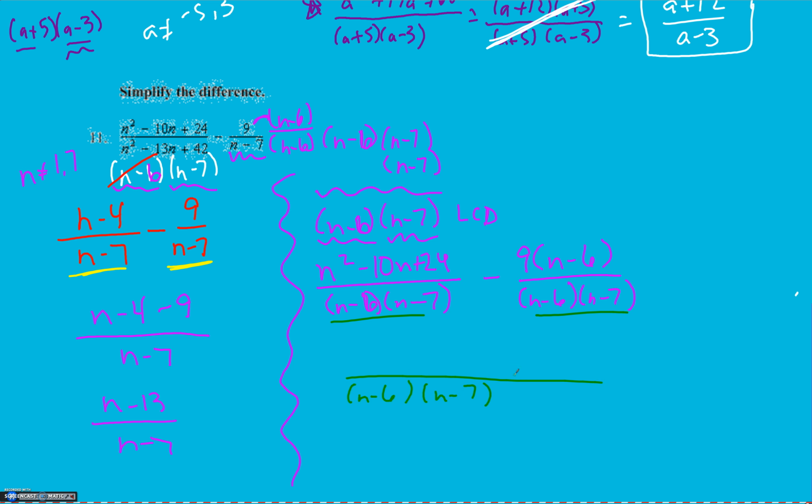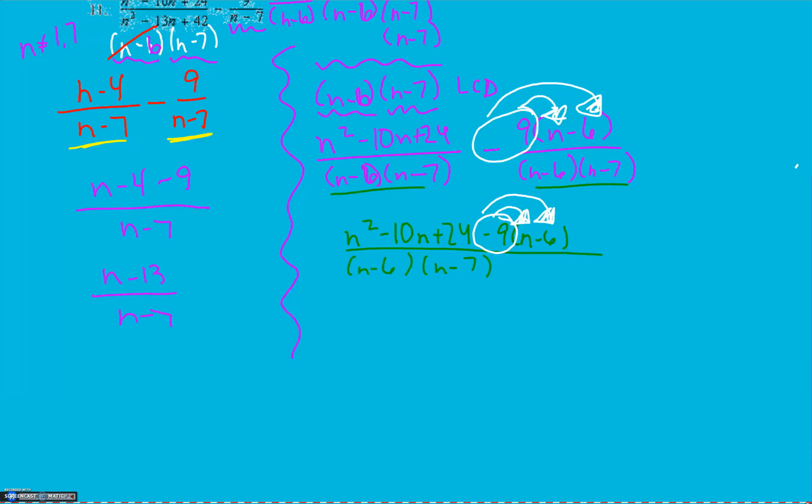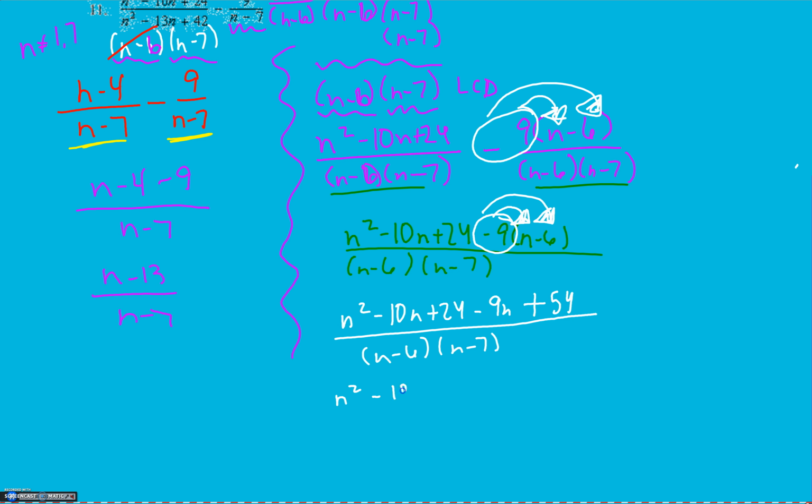In my denominator, my numerator, I have n squared minus 10n plus 24 minus 9 times n minus 6. I'm going to distribute, and the reason that I didn't do it earlier is because I wanted you guys to see a little bit easier how we have this minus 9 right here, and we need to distribute the minus with our 9. Sign goes with the number. So when we do that, we have n squared minus 10n plus 24 minus 9n plus 54 over our common denominator, n minus 6, n minus 7. Combine your like terms, n squared minus 19n plus 78 over n minus 6, n minus 7.